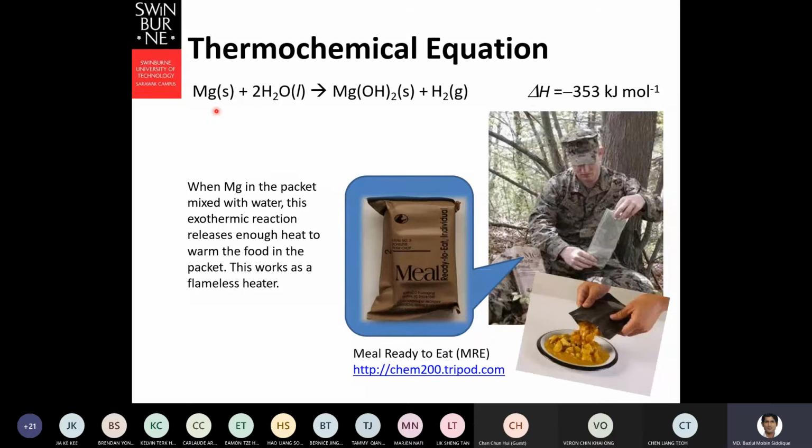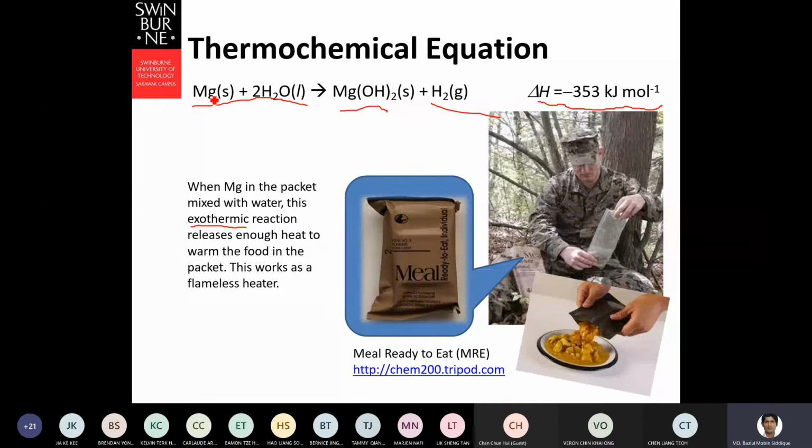And this reaction happens in this way. So magnesium and water produces magnesium hydroxide, hydrogen gas, and this is 353 kilojoule per mole. All right, 353 kilojoule per mole of heat it produces. It's quite a lot of heat, and this is an exothermic reaction. See, it is an exothermic reaction. It is producing the heat.